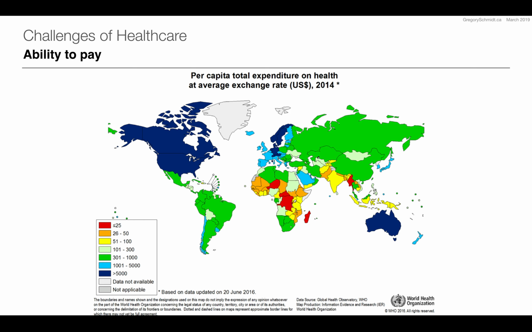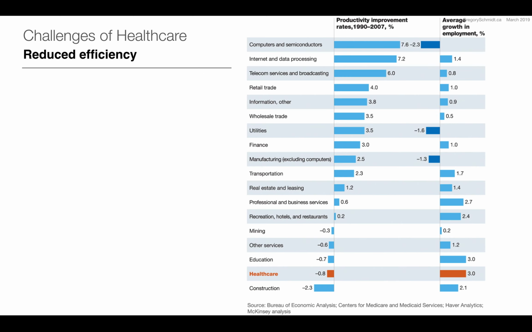We see that there's a huge challenge with the differential ability to pay, where most countries in the world do not have at all the ability to spend per capita on healthcare what is being spent in North America and Europe. We have the challenge of reduced efficiency of the healthcare sector.